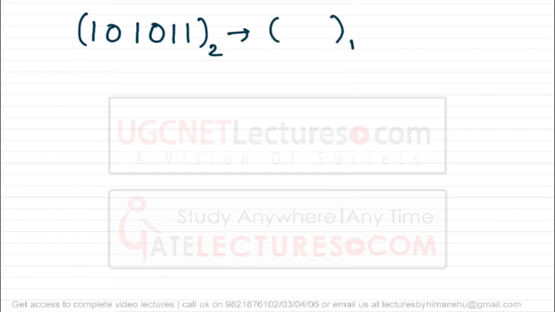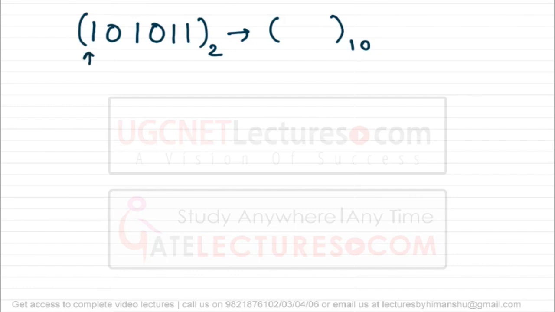We'll start with an example. Suppose we have a binary number 101011. This is a binary number which you have to convert into decimal. Fine. If you go with the conventional method, you take the weights and then you add. This may take a while. This may be a long method. What does the shortcut say?